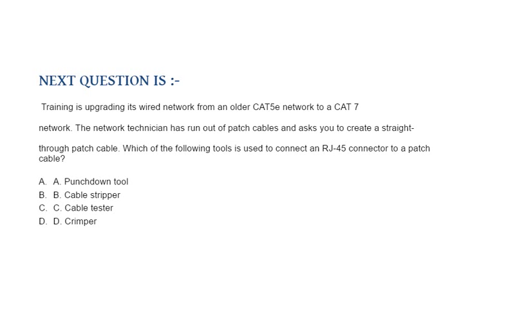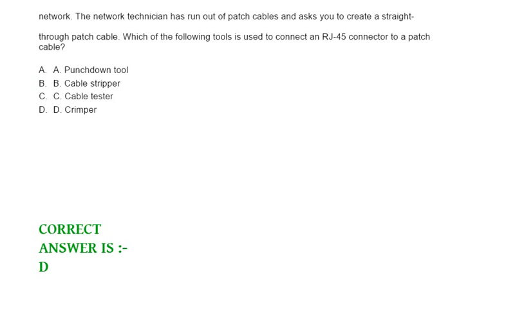Next question is, training is upgrading its wired network from an older Cat5e network to a Cat7 network. The network technician has run out of patch cables and asks you to create a straight-through patch cable. Which of the following tools is used to connect an RJ45 connector to a patch cable? Option A. Punch down tool. Option B. Cable stripper. Option C. Cable tester. Option D. Crimper. Correct answer is option D.